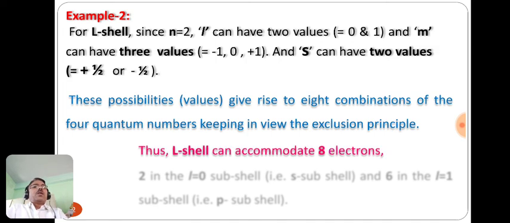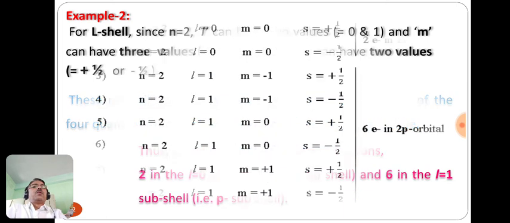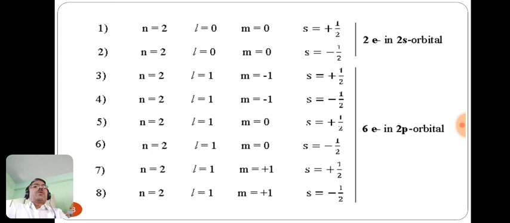Thus the L shell can accommodate 8 electrons: 2 in L equals 0, the s subshell, and 6 in L equals 1, the p subshell. In this way we can show 2 electrons when n equals 2, L equals 0, M equals 0, and this is the plus half and this is the minus half. So these are the 2 electrons present in the 2s orbital, and the remaining 6 electrons are accommodated in the 2p orbital, and the address of the 6 electrons in the 2p orbitals is shown here.